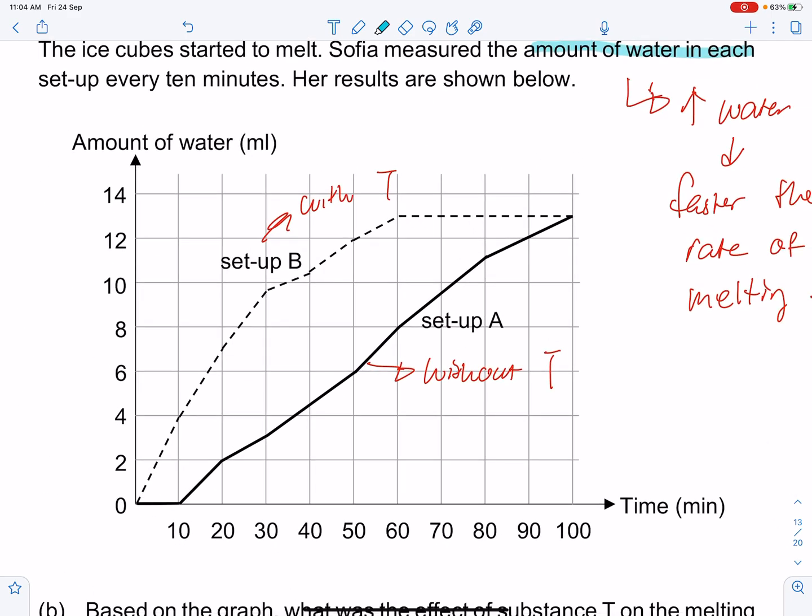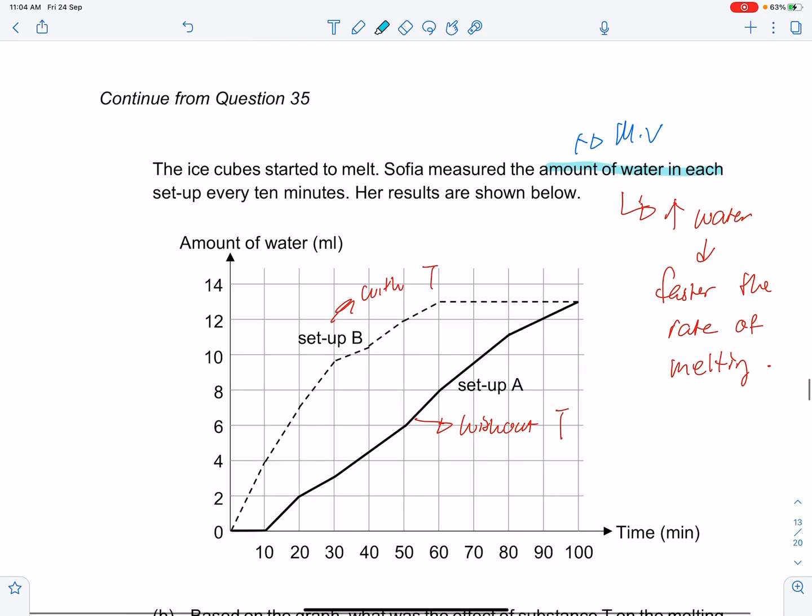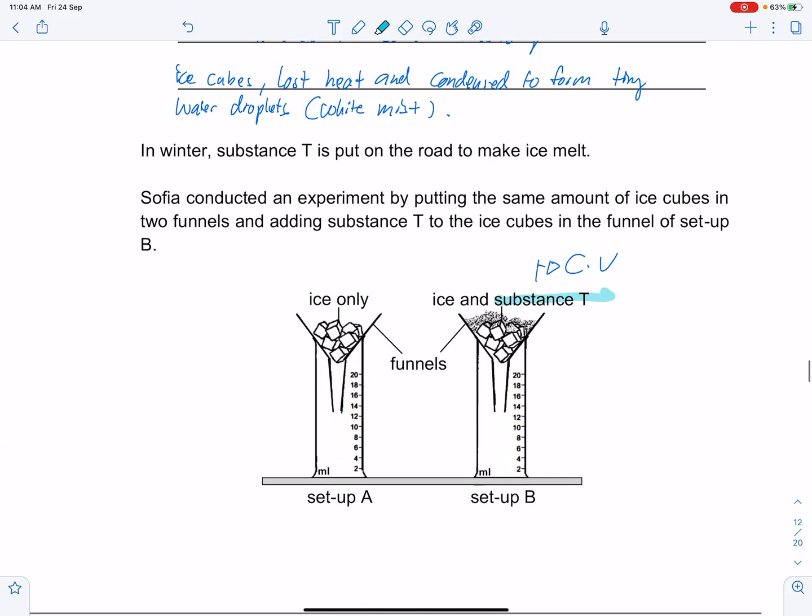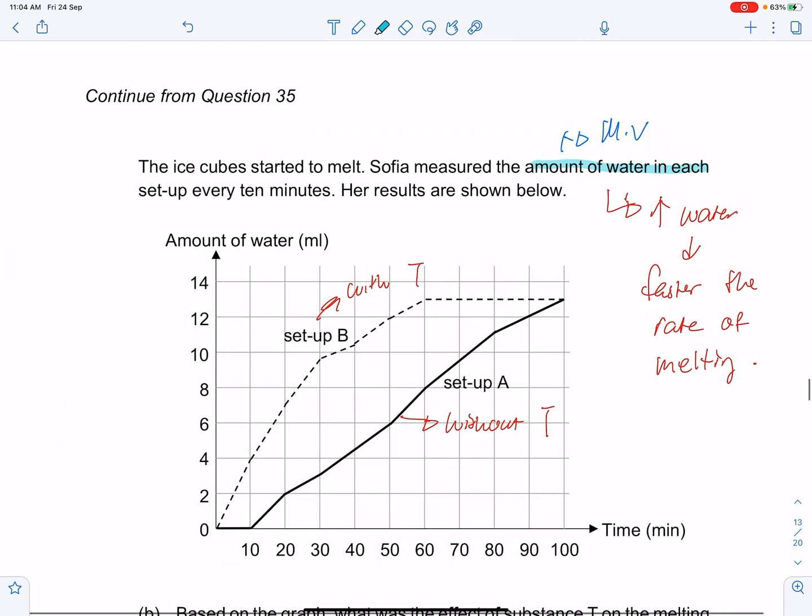So in this case, ask yourself, what is the difference between this statement, more substance T, and this experiment here? It didn't say, but I can tell you that in this experiment, there is only with substance T and without substance T. So you can only say that with substance T, your ice melts faster, but you cannot say that with more substance T, it will melt even faster. For all you know, you put 10 scoops of substance T or 1 scoop of substance T, it is still the same rate.